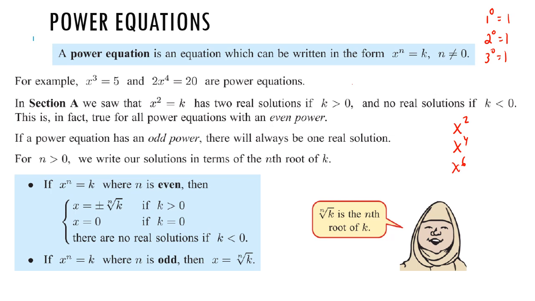If a power equation has an odd exponent, like x to the third, there will always be one real solution for n greater than 0. We can write solutions in terms of the nth root of k. So what they're trying to get at here is what we saw in the first lesson, and this is what we're going to focus on in the second lesson. When you have an odd exponent, you're not going to get plus and minus signs.